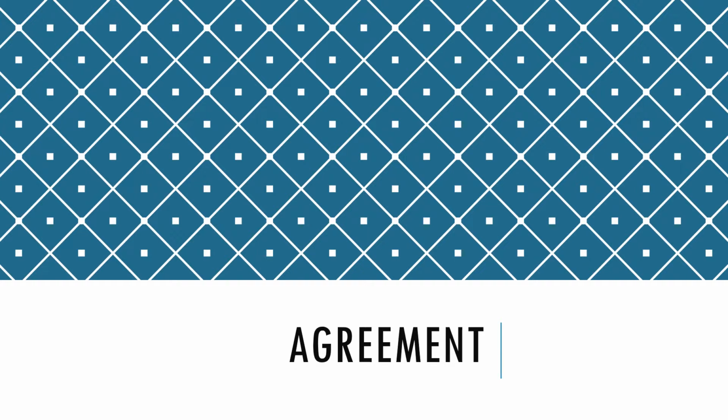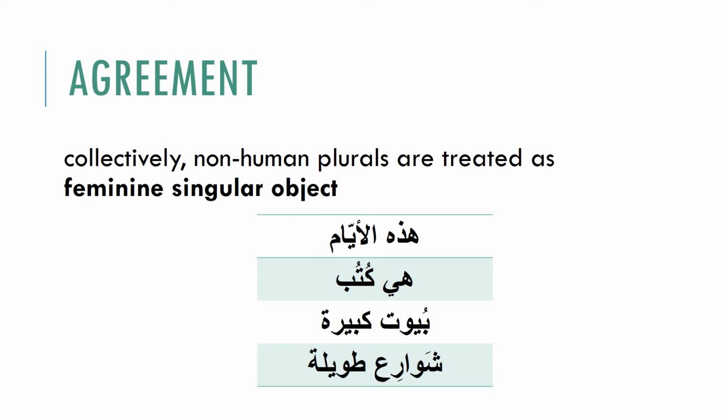Now that you're getting the hang of making plurals, let's see how to use them with adjectives, pronouns, and numbers. One thing to remember when dealing with non-human plurals is that no matter what plural form the word takes, feminine suffix or broken plural, groups of objects or animals are considered feminine singular when you're using pronouns or adjectives with them. Since adjectives and pronouns must agree with nouns in number and gender, you will use the feminine singular form with groups of inanimate objects.